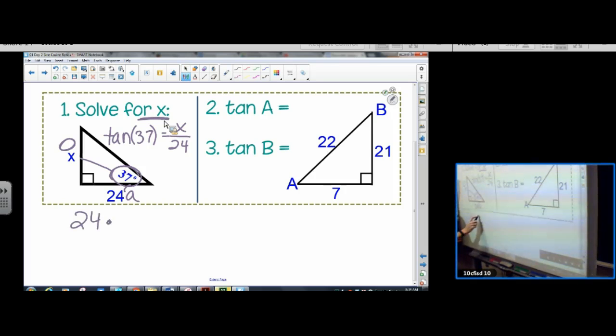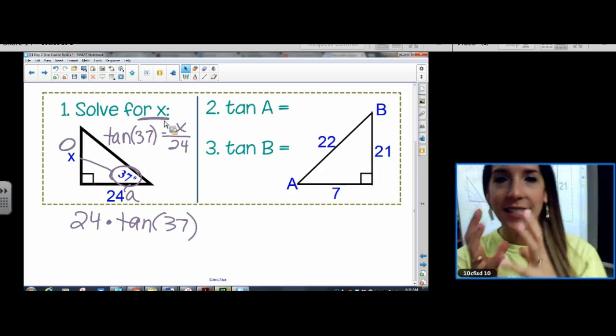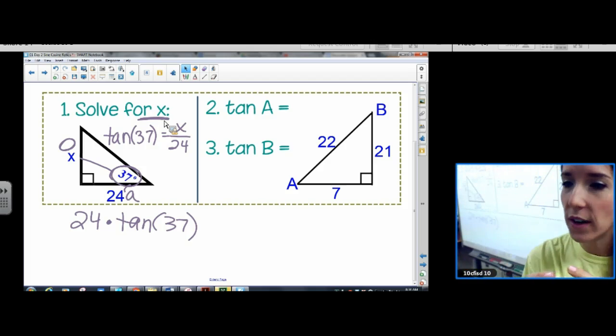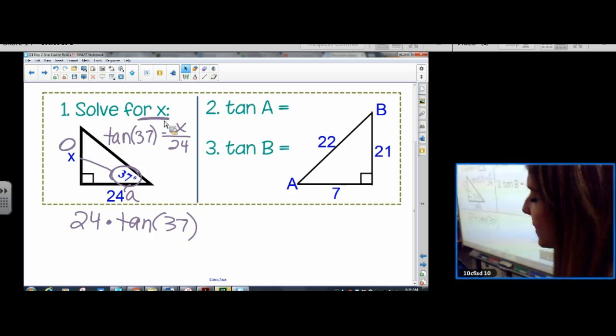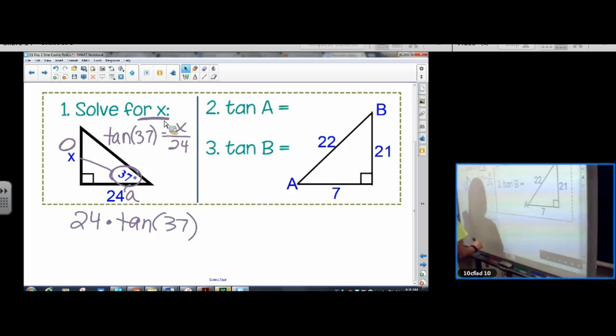24 times tan 37. You do want to be in the habit of putting the side first, the number first, not the trig function first, okay? That's because it'll work every time if you do it that way. 24 times tan 37, we get 18.09.